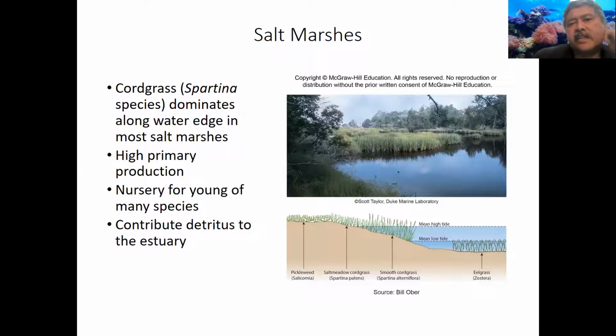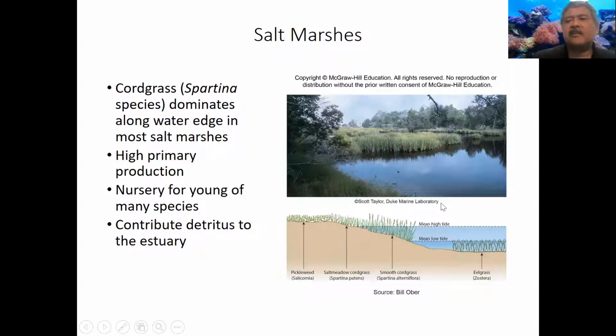Speaking of higher plants, here's an example. Here's the salt marshes, and the salt marshes have cordgrass in them. That is cordgrass right there, and you can find those all over the place. Very high primary production. Fish lay their eggs near here, and the baby fish will go in there and dart in and out. It's a nursery for the young of many species, not just fish, but other organisms that live here.